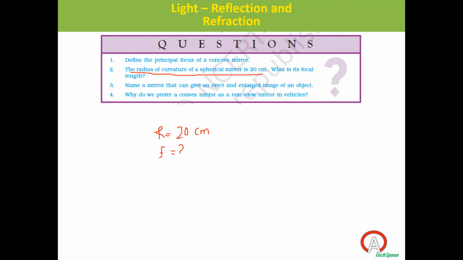Now you think, is there any formula relating these two, R and f? See, what is the thing given? Radius of curvature is given. R is equal to 20 centimeter. What do you mean by radius of curvature? That you know, right? That is given, 20 centimeter.